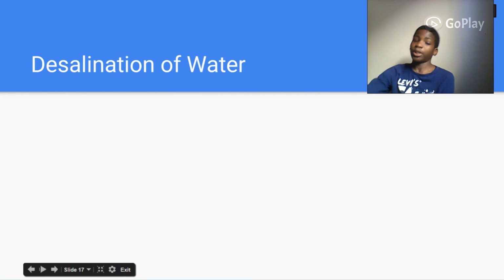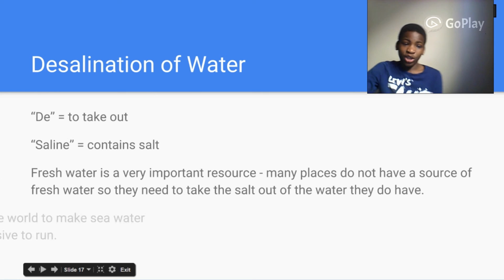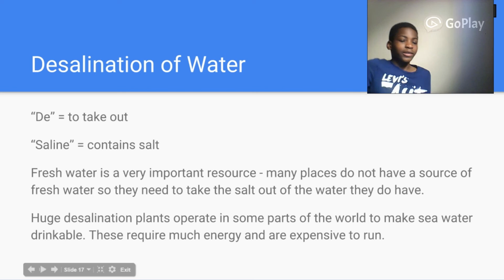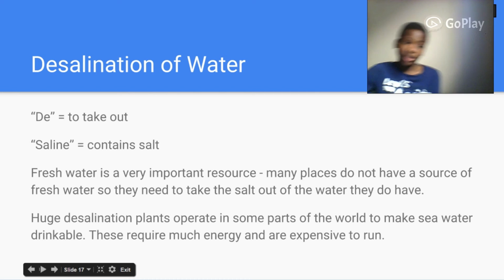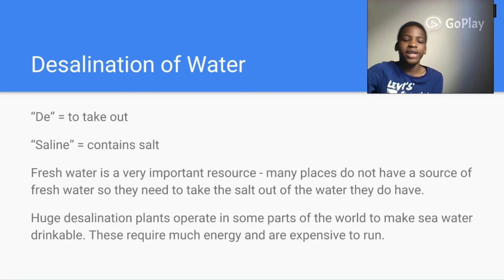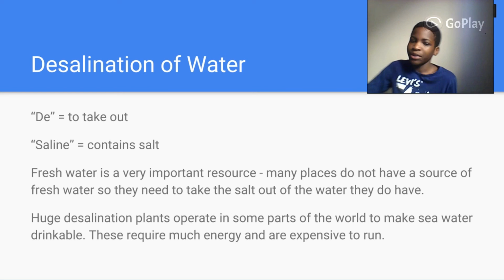That's what a suspension is. Then desalination of water. D is to take out saline, obviously, as in the name, contains salt. Fresh water is very important. Not everywhere has fresh water. A lot of the human body is covered in water, so you need water.